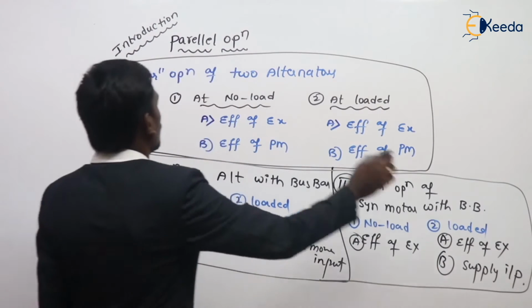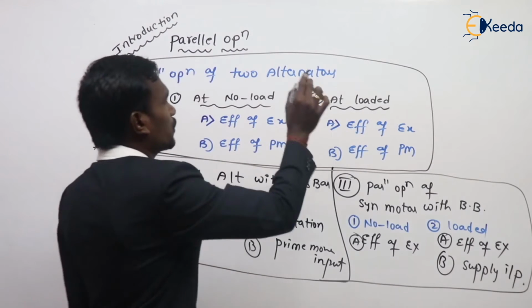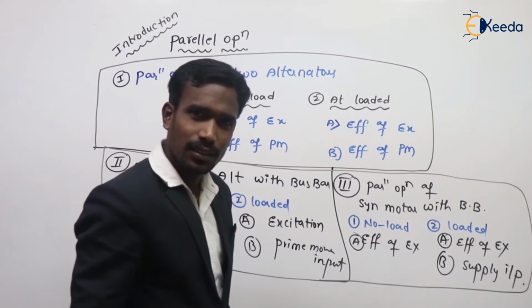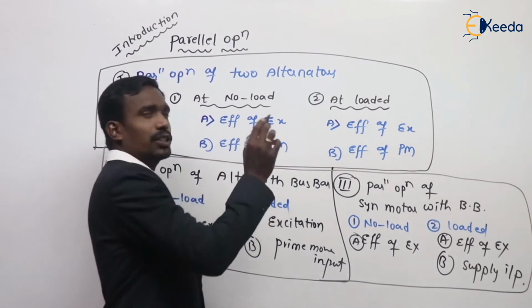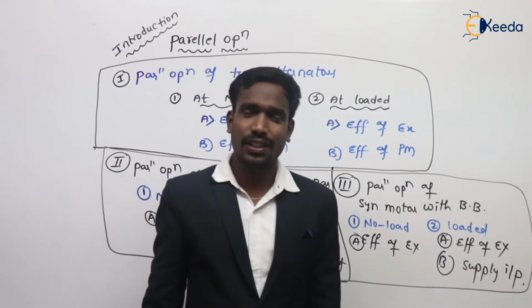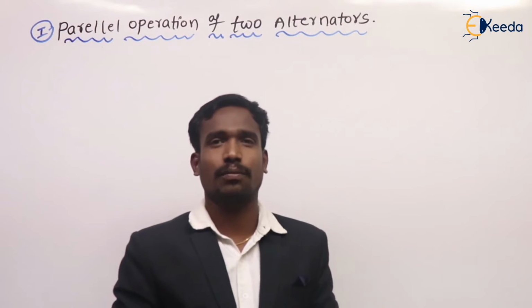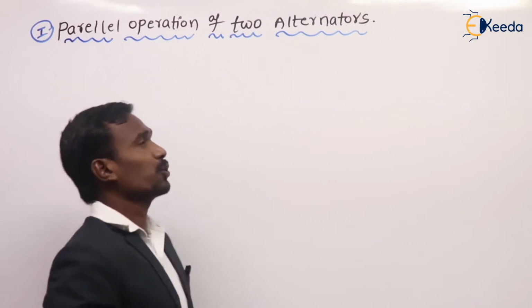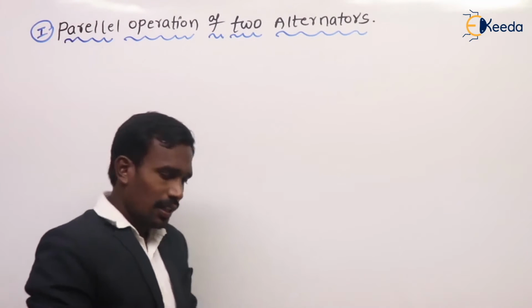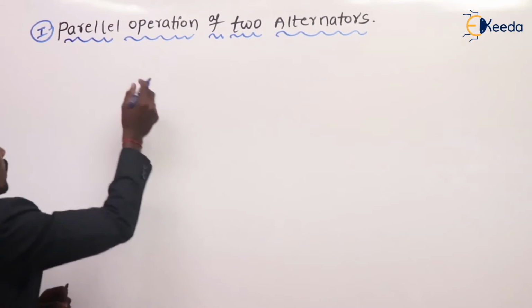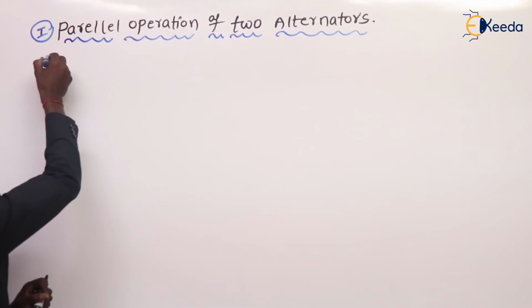Now our topic is parallel operation of two alternators. In that, at no load condition and at loaded condition. Very, very important topic in synchronous machine. The parallel operation of two alternators. Let's see here. I'm going to draw two alternators in parallel.